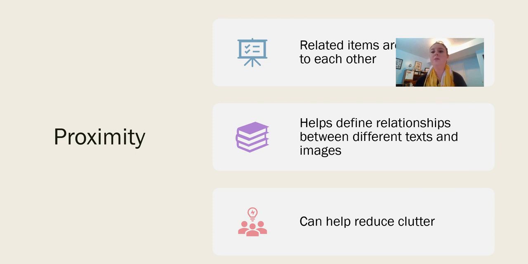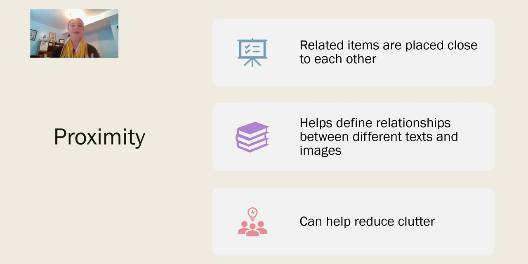Now, the final principle that we're going to look at will be proximity. This is when you put related items closer to each other, and it helps to define relationships between different texts and images. Especially if in later projects you decide to incorporate graphs or pie charts or photos to help the reader fully understand your written text, you want to make sure that whatever that picture is, it is placed in close proximity to the text that it complements.